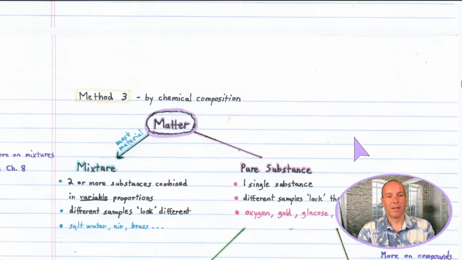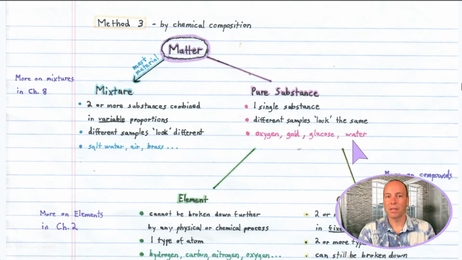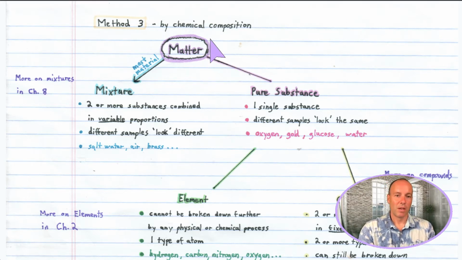Now is the time to discuss the third method for categorizing matter. Remember, matter is either natural or synthetic. It's a solid, liquid, or gas. Now the third method is the most detailed, and this is by chemical composition. So to get a grip on this one, it helps to look at this tree diagram right here, and the author has a similar tree diagram, but let's discuss this one.